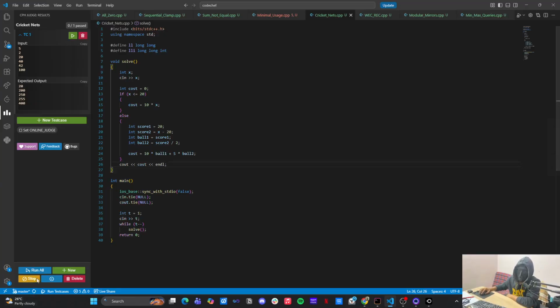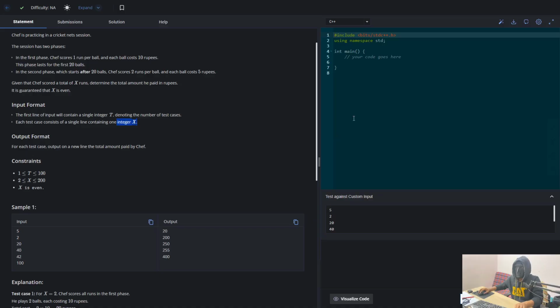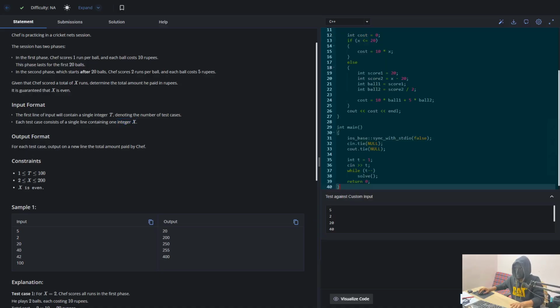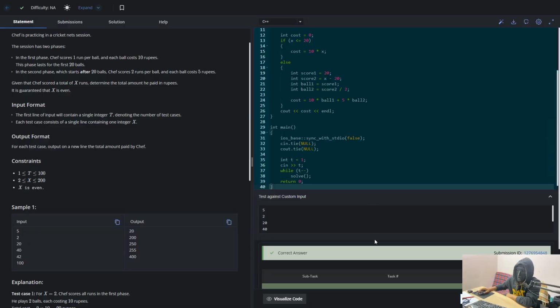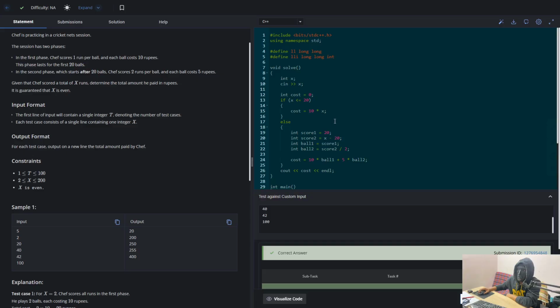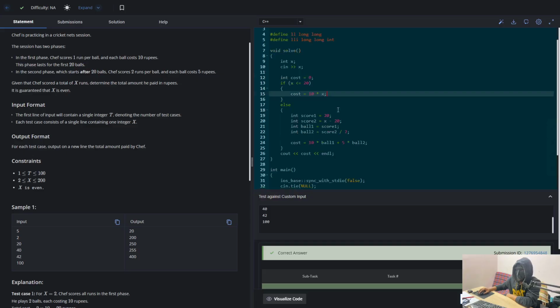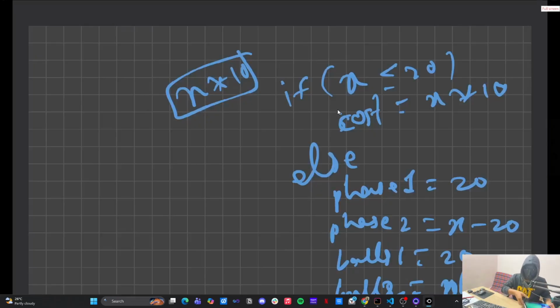Let's try to run it. It is running fine. Let's try to submit. Yeah, it got accepted. So I think this was one of the easiest problems, I would say. You need to just focus on how to solve. It was a mathematical thing.